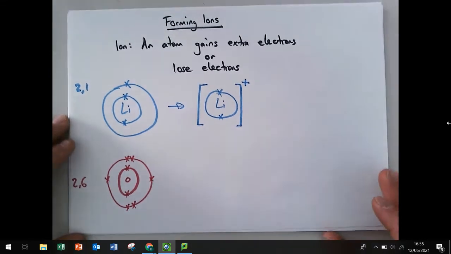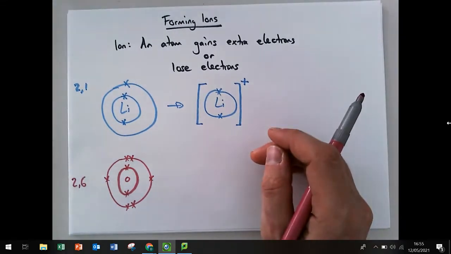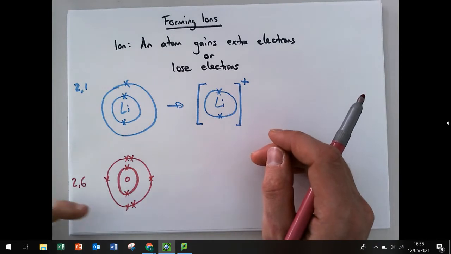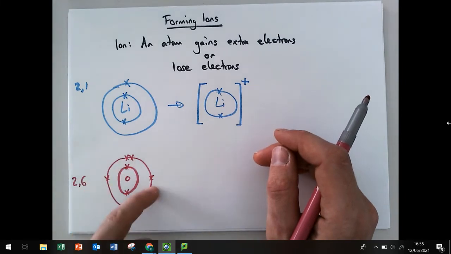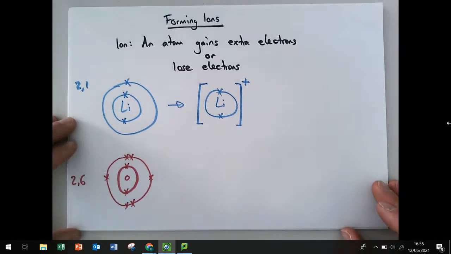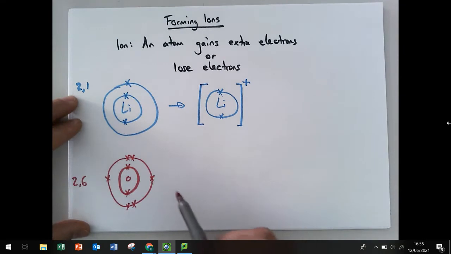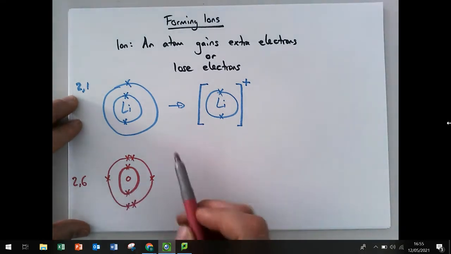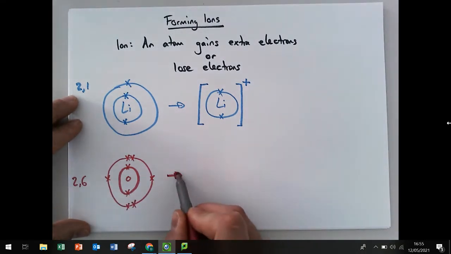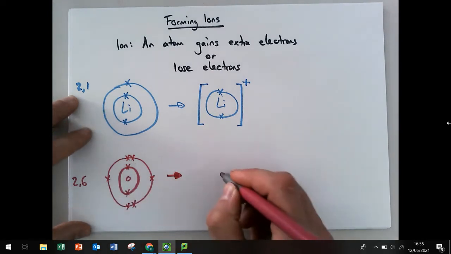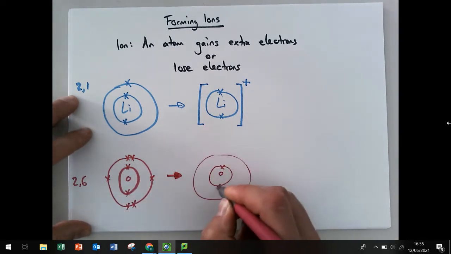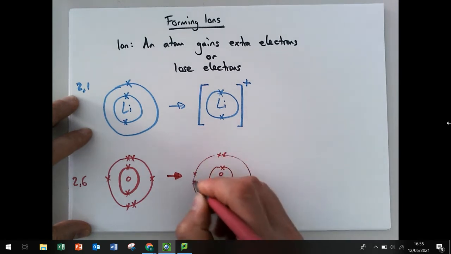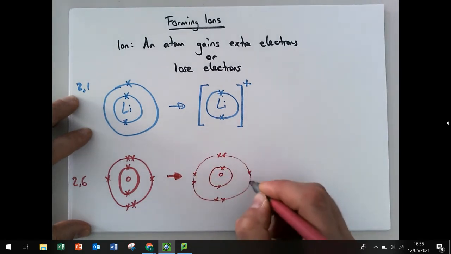Now, how is this going to form an ion? Well, what's the easiest way to make it have a full outer shell? It could lose 6 electrons, and that would be one way of forming an ion. But actually, it's far easier to just add 2 electrons to it in order to make the outer shell have 8 electrons and therefore be full. So we're actually going to add 2 electrons this time.